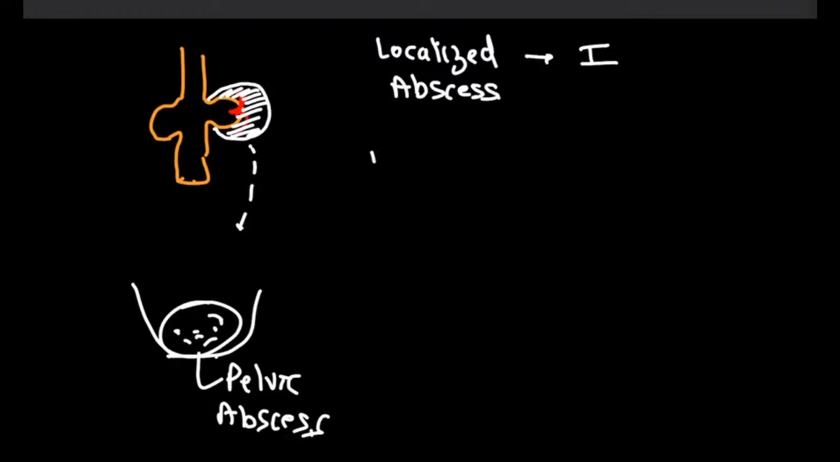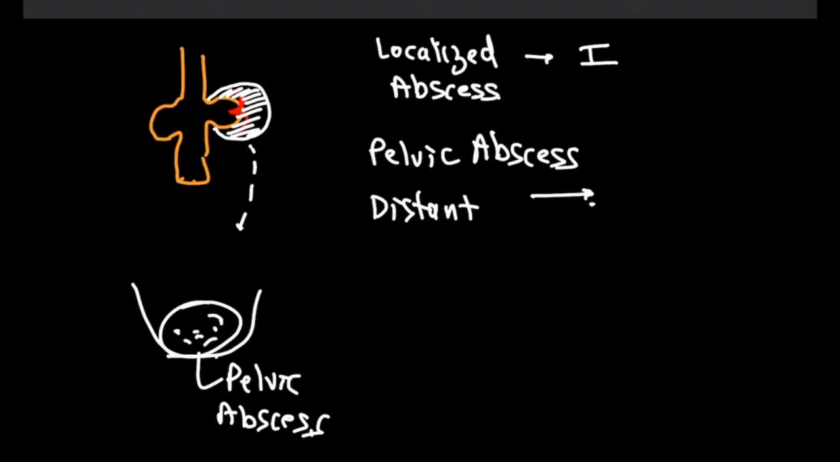So if you get a pelvic abscess, I hope it is okay for me to call this a distant abscess, because it is no more a localized abscess. It has gone to a distant location. I can safely call it a distant abscess. So this is Hinchey type 2.